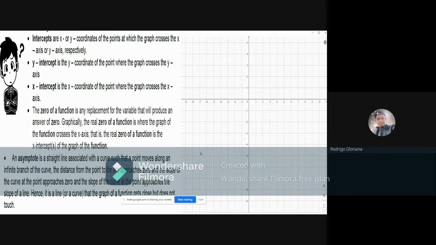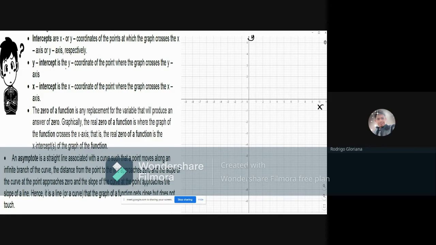If we recall the discussion in the rational functions, we have the intercepts, which are the x and y coordinates at which the graph passes through or crosses the x-axis or the y-axis respectively. So in the given graph, let's say this is your x-axis and this is your y-axis.